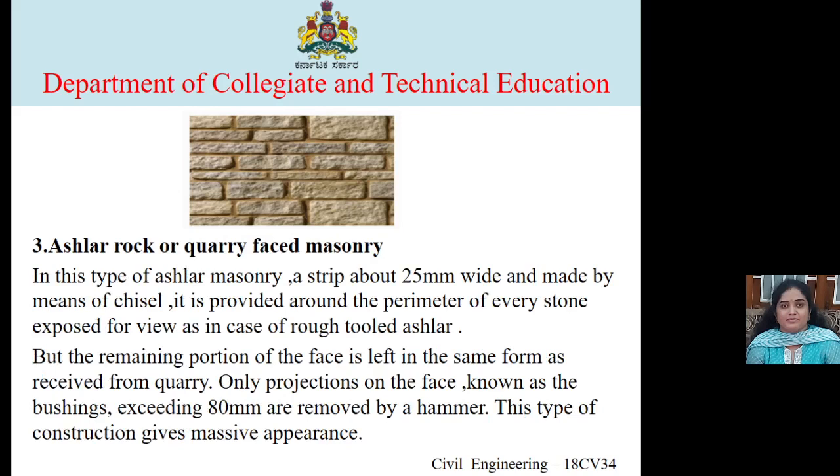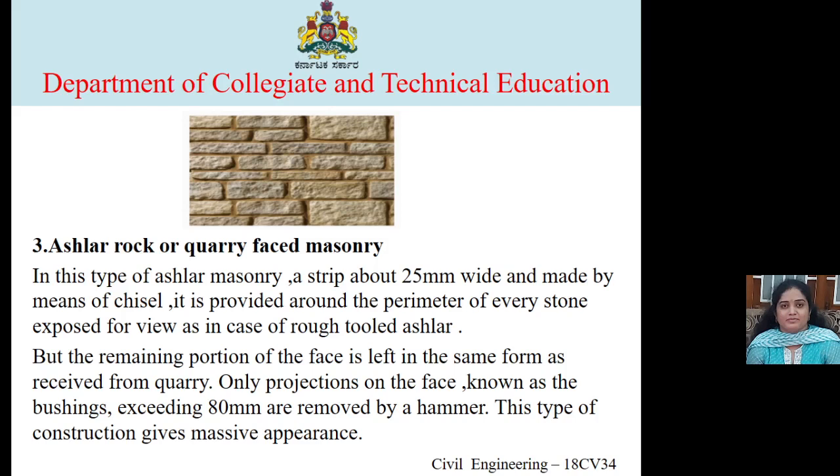Ashlar rock or quarry faced masonry. It's the third type. In this type of ashlar masonry, a strip about 25 mm wide and made by means of chisel is provided around the perimeter of every stone exposed for view, as in the case of rough tooled ashlar. But the remaining portion of the face is left in the same form as it is received from the quarry. There it is chisel dressed. Here they'll keep it as it is.